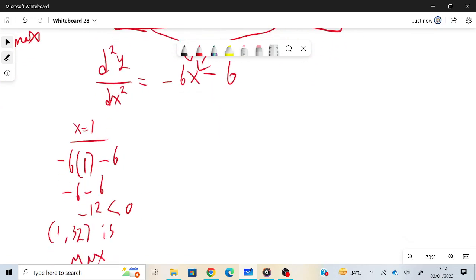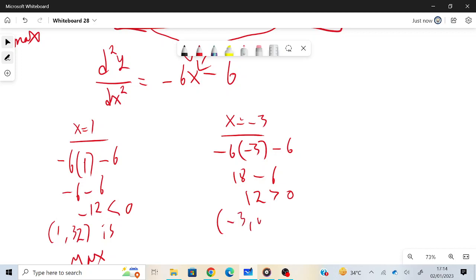And then when x is equal to minus 3, we have minus 6 into minus 3, minus 6. That's positive 18, because the minus and minus become positive, minus 6, and that's 12. And 12 is greater than 0. That means the coordinate minus 3, 0 is a minimum.